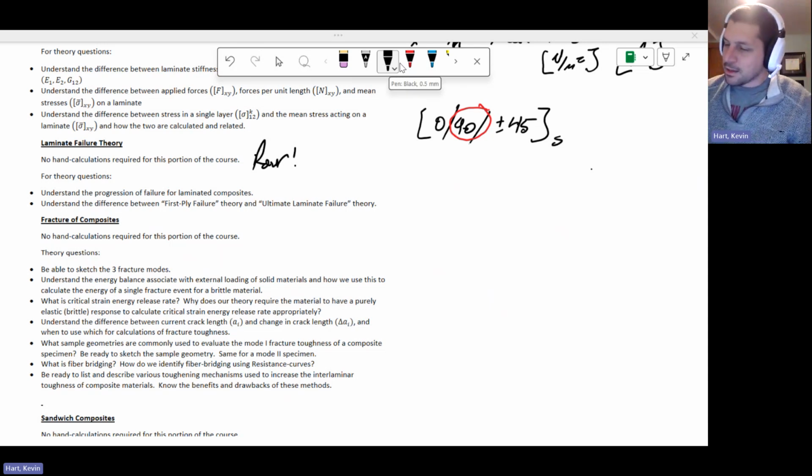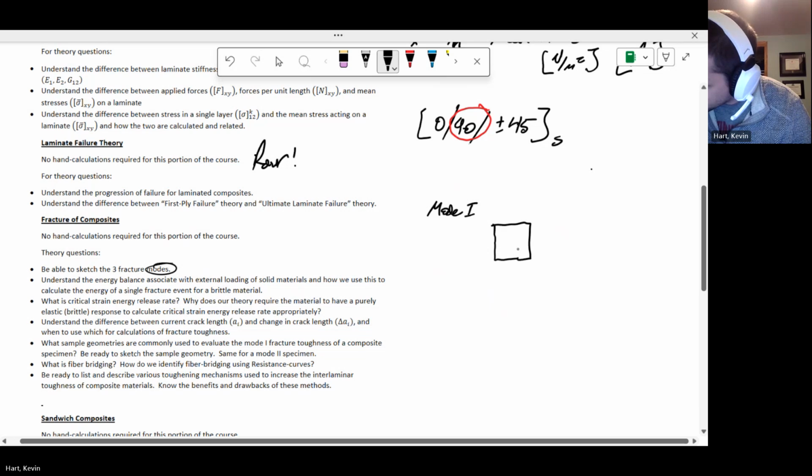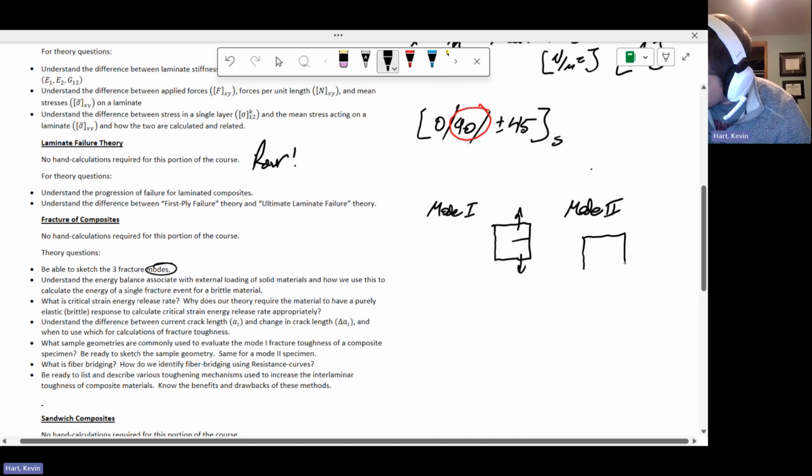All right. Okay, so fracture of composites. Three fracture modes: mode 1, mode 2, mode 3. Mode 1 is the Pac-Man mode. Mode 2 is the in-plane shearing mode, where the two faces slide against each other to get the crack to propagate. And then mode 3 is the anti-plane shear.